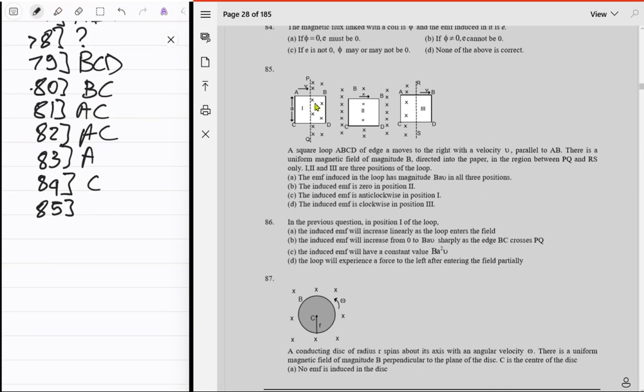85, what is this? A square loop ABCD moves to the right with velocity v parallel to AB. AB is this. Okay, fine. There is a uniform magnetic field of magnitude B directed into the paper in the region between PQ and RS only. 1, 2, 3 are the positions of the loop. EMF induced in the loop has magnitude BAB in all three positions. Okay, what is happening in this position? Well, it's BAB in this position. In this one it is 0. And in this case it's still BAB. So no, not in all three positions. Yes, induced EMF is 0 in position 2. Yes, the induced EMF is anti-clockwise in position 1. I think you are taking EMF over the whole loop, right?